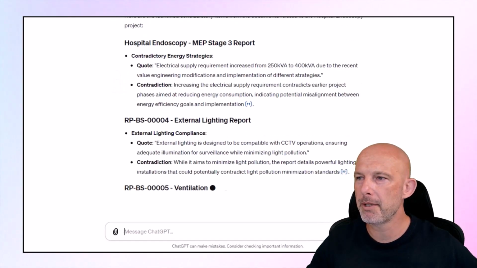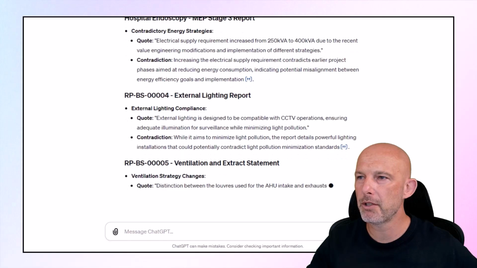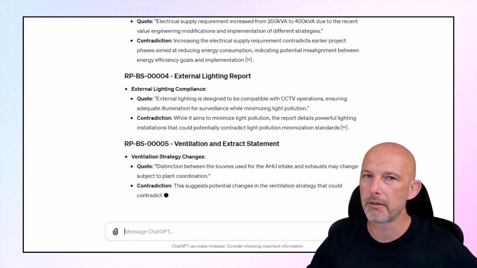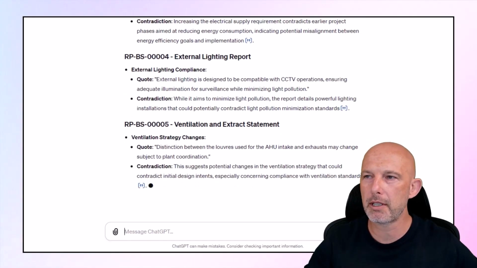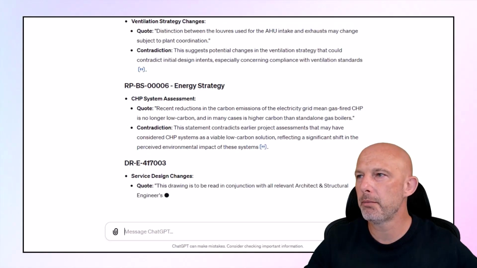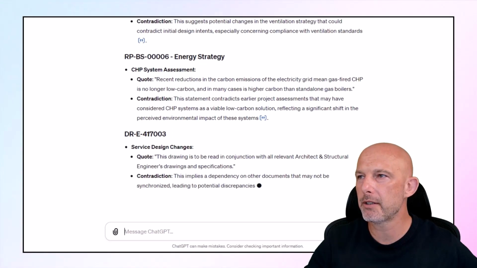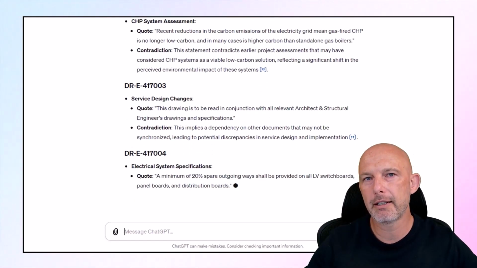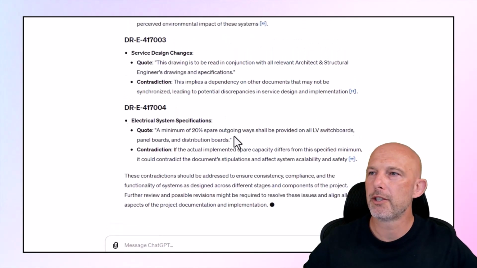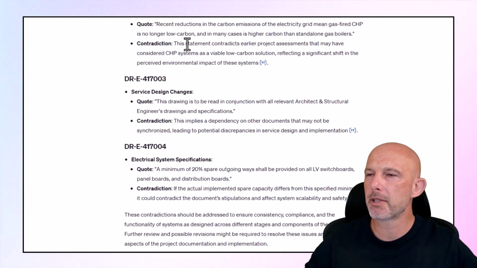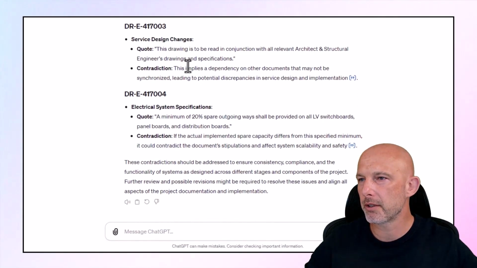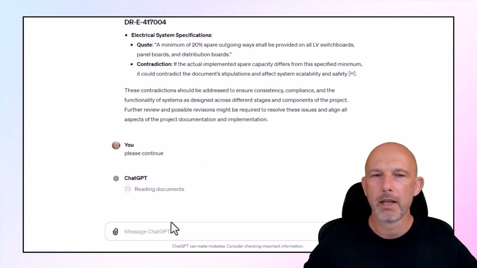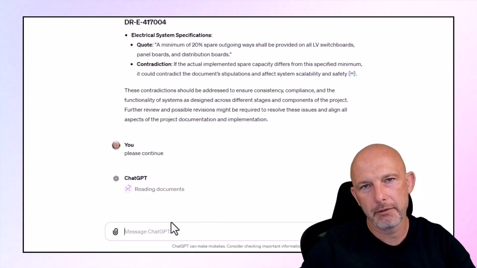Supply requirements increased due to recent value engineering modifications. That's strange. Value engineering is supposed to reduce the energy consumption. Right, so you see, the report details powerful lighting installations that could potentially contradict the light pollution requirements. So you need to check the lighting specifications. Look, CHP system assessments, that's probably a really good contradiction. Let's just please continue. Okay, I think we will stop the recording here.